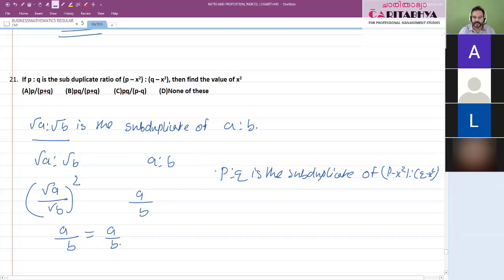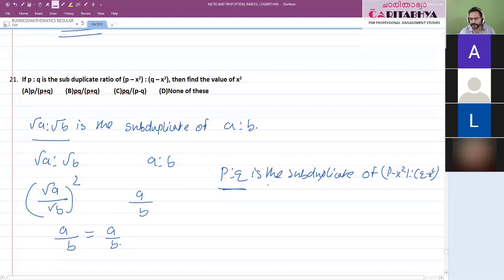That means if we take the square of the first ratio, we can equate it to (P − x²) divided by (Q − x²). Clear, that step? So root A is to root B is the subduplicate ratio of A is to B, meaning the square of the first ratio equals the second ratio. Root A divided by root B, the whole square: the square and the 1/2 get cancelled. Root A squared gives A, root B squared gives B. So A by B equals A by B.